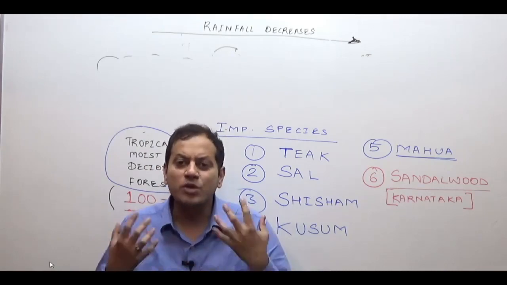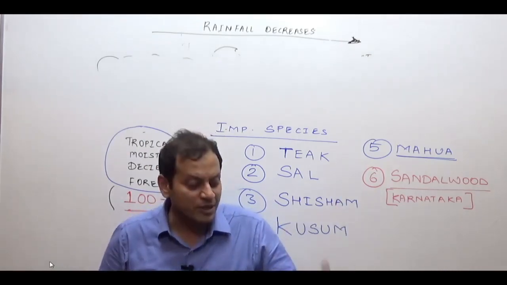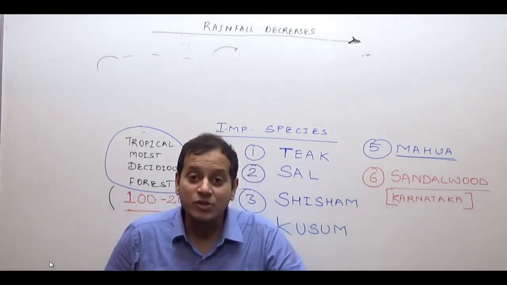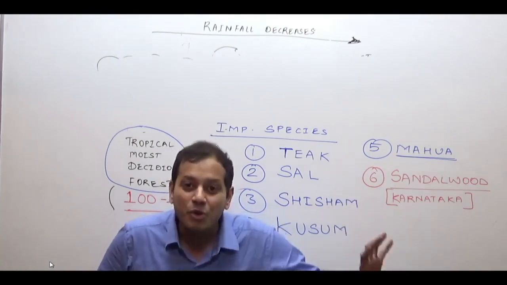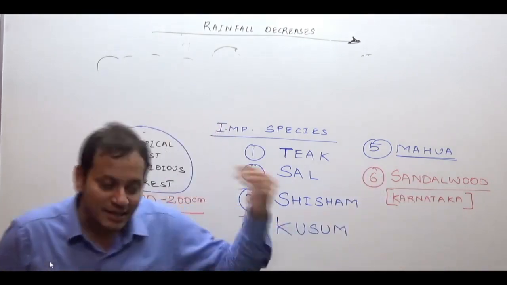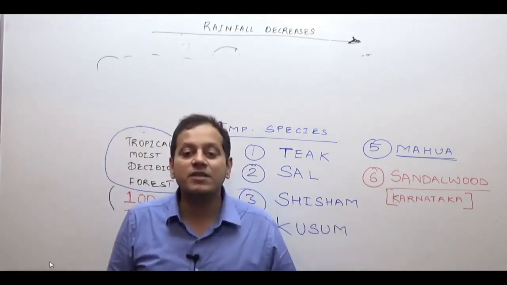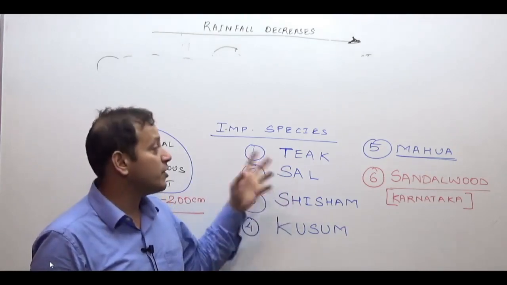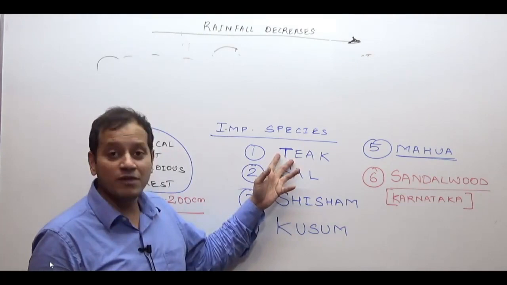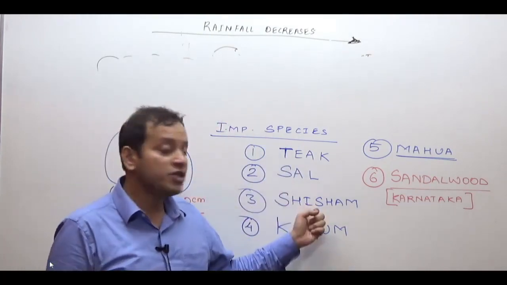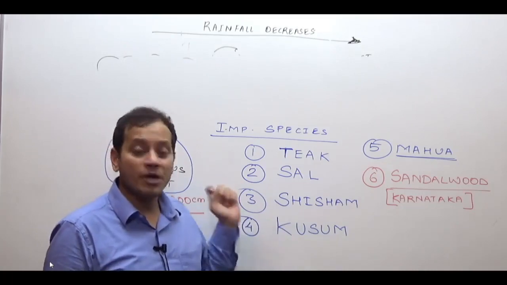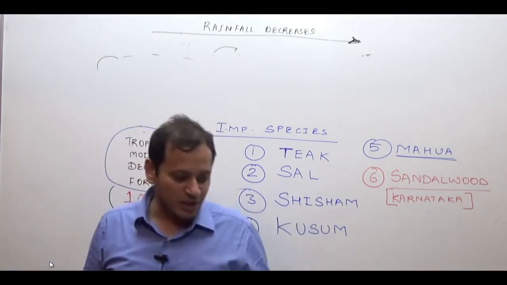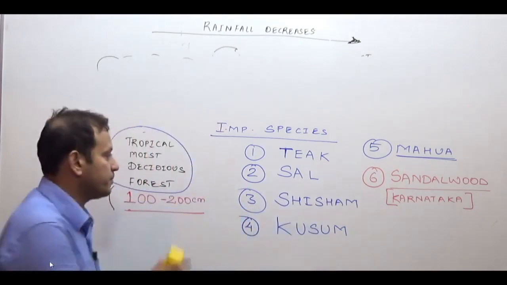Endemic means where it originated, to the southern part, that is in the peninsular plateau region, in the tropical moist deciduous forest of the peninsular plateau region. You find sandalwood maximum in the state of Karnataka. You will find it even in the Maharashtra region, and in the Tamil Nadu region. So if the question is, teak is a species of which forest? It is a species of tropical moist deciduous forest. Shisham, sal, moist deciduous. Kusum, moist deciduous. Mahua, moist deciduous. And sandalwood, peninsular plateau region of the moist deciduous forest.